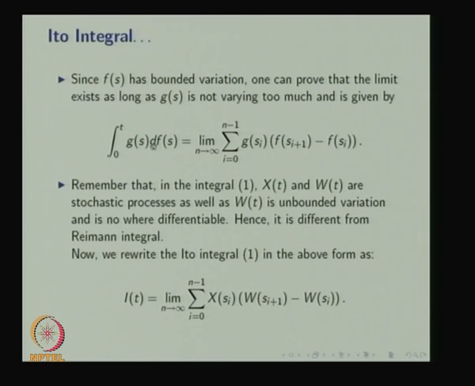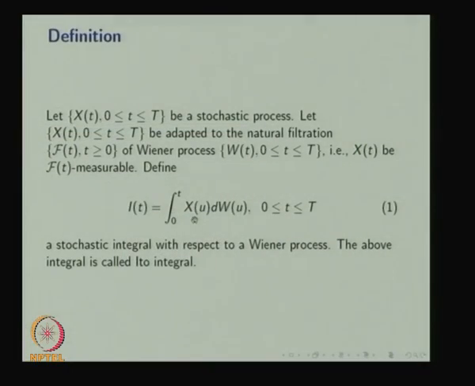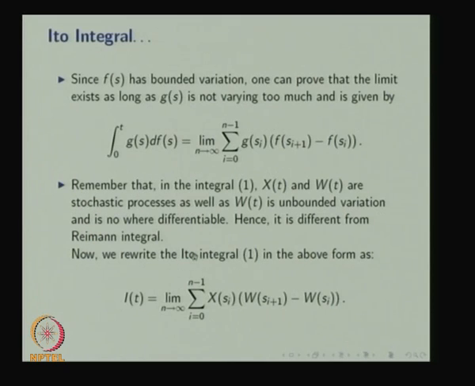Remember that in the Ito integral I(t), X_u is a random variable for fixed u, W_u is a random variable for fixed u, and W_u is nowhere differentiable as well as of unbounded variation. Now we have discussed what the situation is if f(s) is of bounded variation, the integration with respect to f(s), where f(s) is of bounded variation.